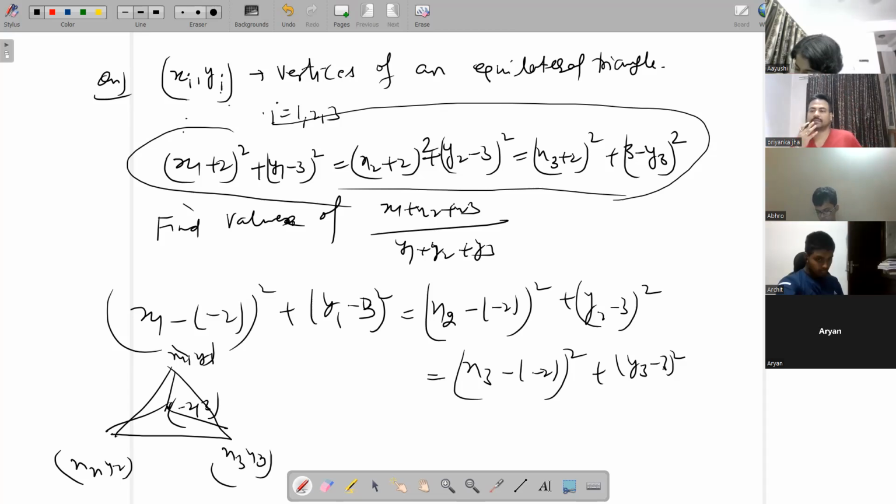सबको समझ में आ गया? किसी को कोई डाउट है नहीं ना?